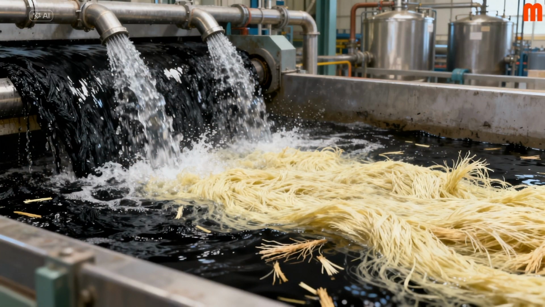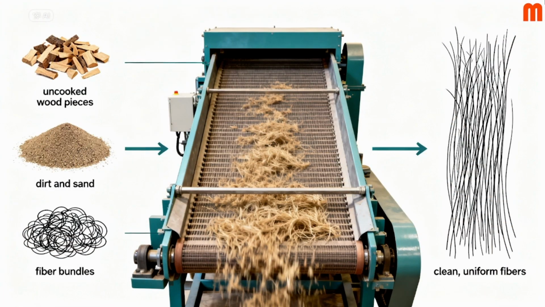But not all fibers are perfect. Large screening machines remove uncooked wood pieces, dirt and sand, fiber bundles. Only clean, uniform fibers continue to the next stage.